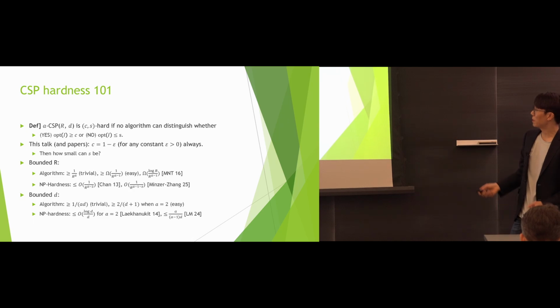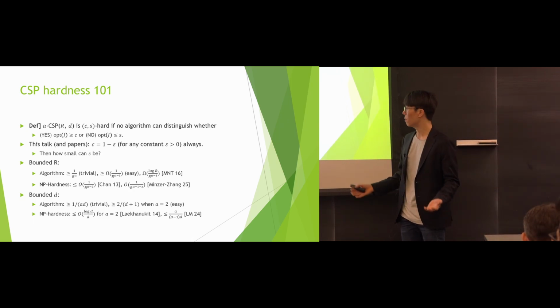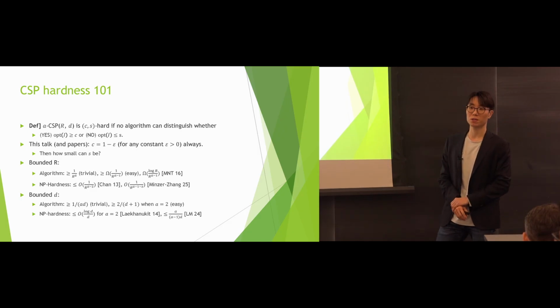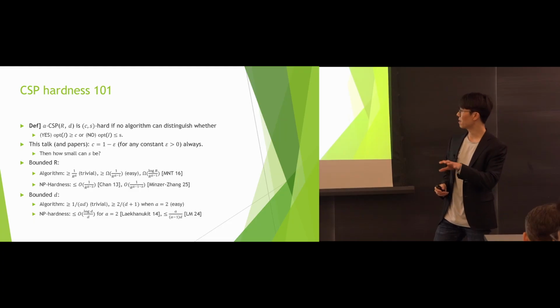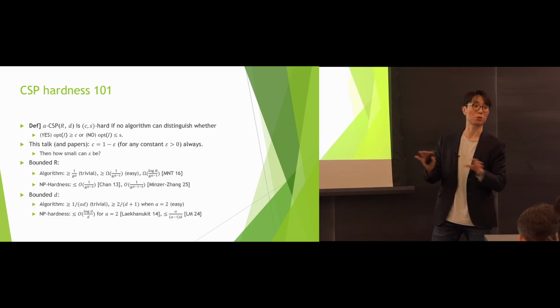Okay, so what about bounded D? For however large R is. Yes, one over AD is kind of trivial. The algorithm may be just to find the maximal set of constraints that are completely disjoint.